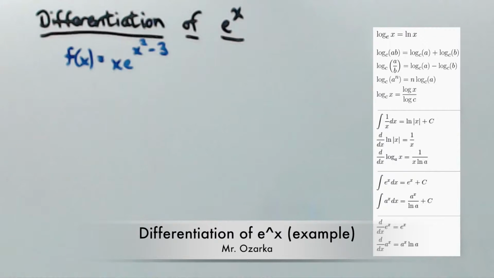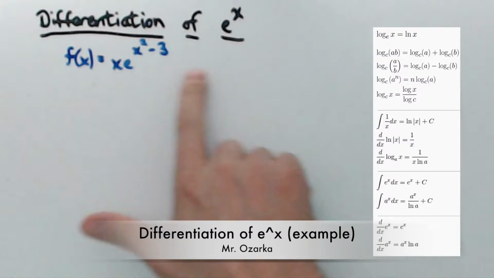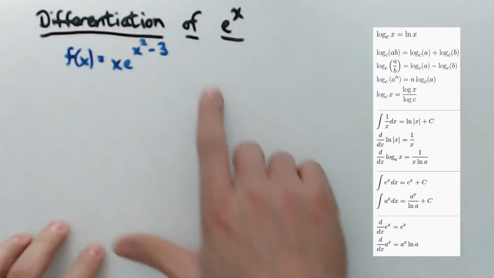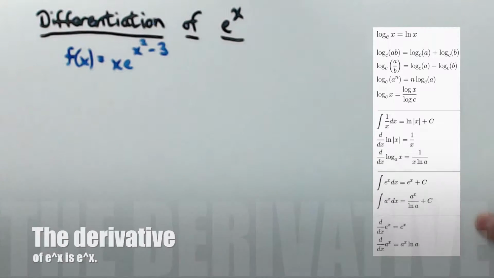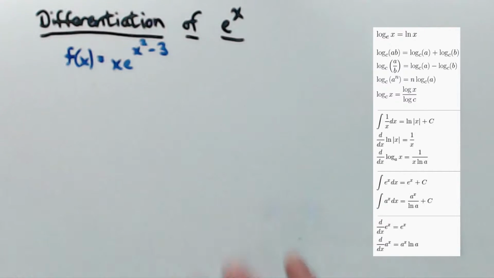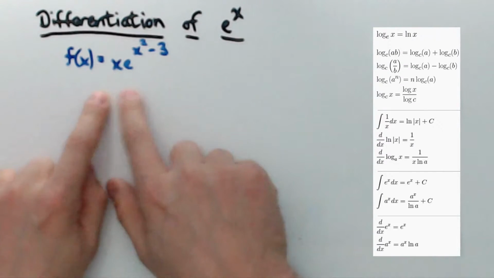Alright, so this is going to be a video about the differentiation of e to the x. Now the derivative of e to the x is interesting because it ends up actually being e to the x, which is shown right here in this equation. And now we're going to use that fact to try to solve this problem right here.